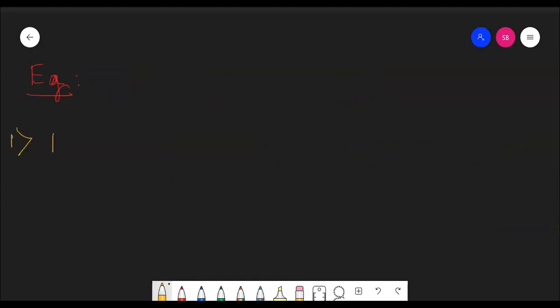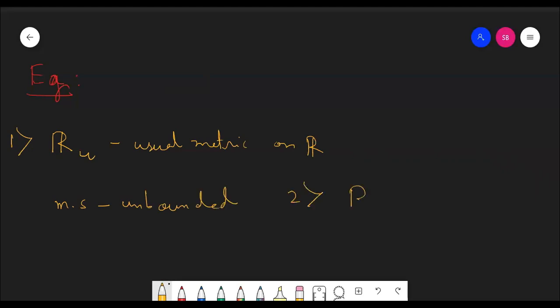So let's see this. This is the usual metric on R. So this metric space is unbounded. Okay, so let's see R with the discrete metric. There is a discrete metric space on R, and this is bounded.